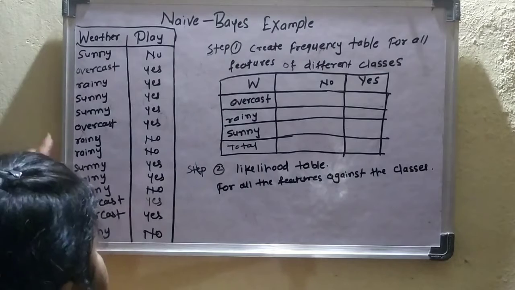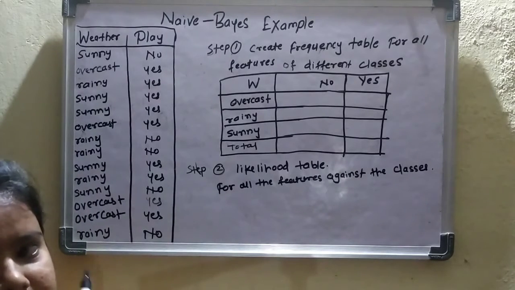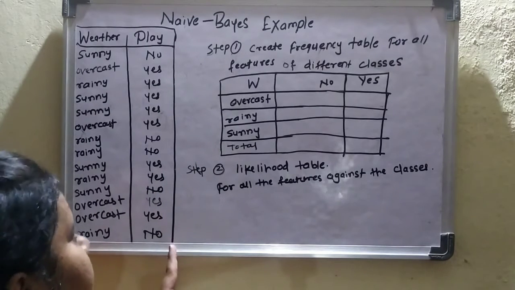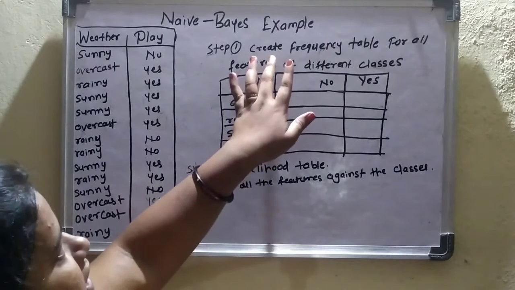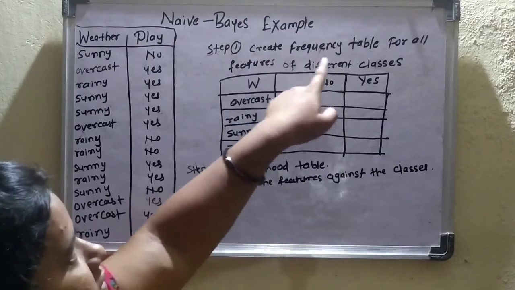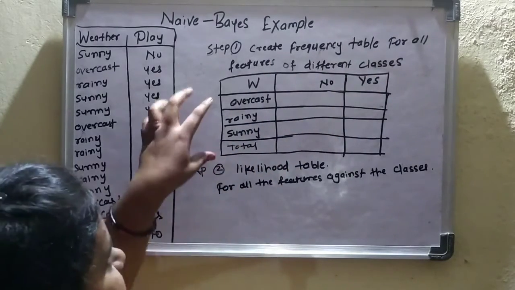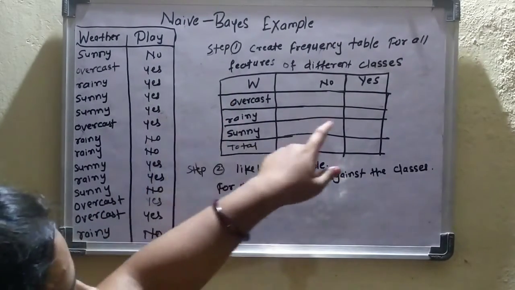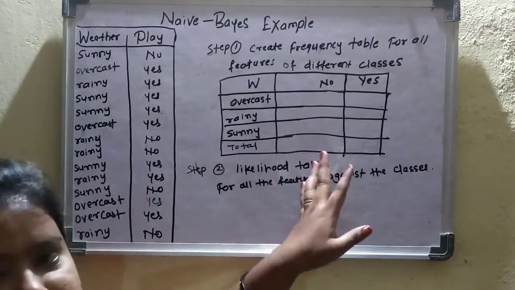So as you can see, I have listed down the examples here. There are some different conditions of the weather, and in that situation whether a person can play or not, the outputs are given here. To solve the example there are 3 steps. In the first step we have to create a frequency table for the different classes. We have to create a frequency table for all the features of the different classes. Here there are 3 types of features: the weather, that is overcast, rainy and sunny, and we have 2 conditions, that is yes or no. So for that we will first create the frequency table.